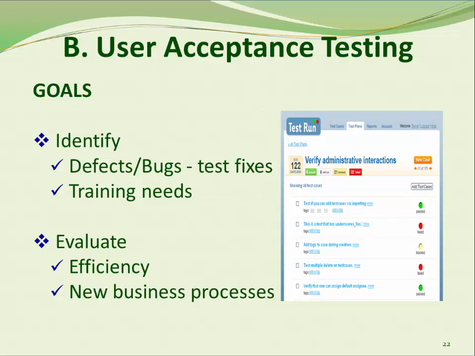In addition, UAT provides the best opportunity to evaluate and compare the new system's efficiency versus the system and the business processes it replaces. It will also give you an indication of how easily staff can adapt to the new business processes, help you determine what is crucial for training staff, and what kind of learning curve to expect.